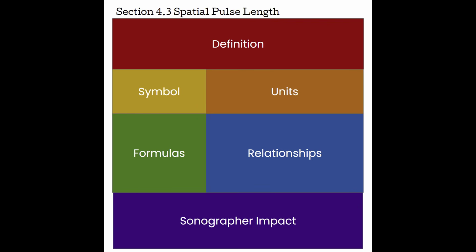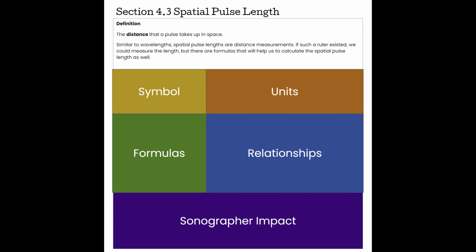Section 4.3, spatial pulse length, is going to be our next parameter that we're going to learn about. The definition of spatial pulse length is the distance that a pulse takes up in space. So very similar to wavelengths, spatial pulse length are distance measurements. Now again, if we had a ruler, we could go and measure the length of the pulse, but again, there are formulas, so we are able to actually calculate the spatial pulse length based on certain parameters.